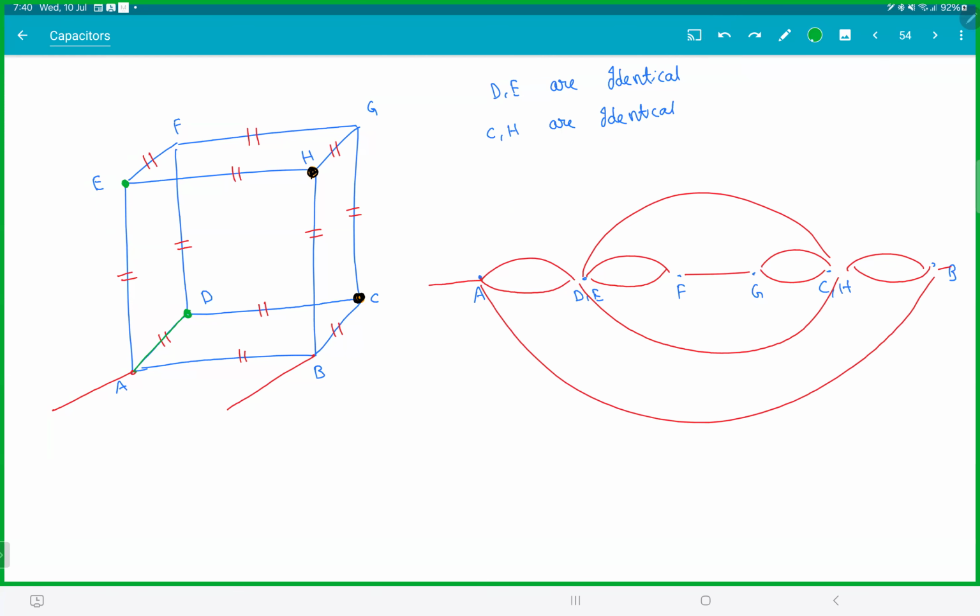Please check the circuit. This is how the circuit would look after simplifying. You have only 2 common terminals, D and E and C and H. How much is this? This is 2C, 2C, 2C, 2C, C, C, and again that is C by 2. C by 2, C, C, 5C by 2, 5C by 2, 5C by 2, and this is 2C, C. 5C by 2, C would be 5C by 7. 5C by 7 plus C would be 12C by 7.